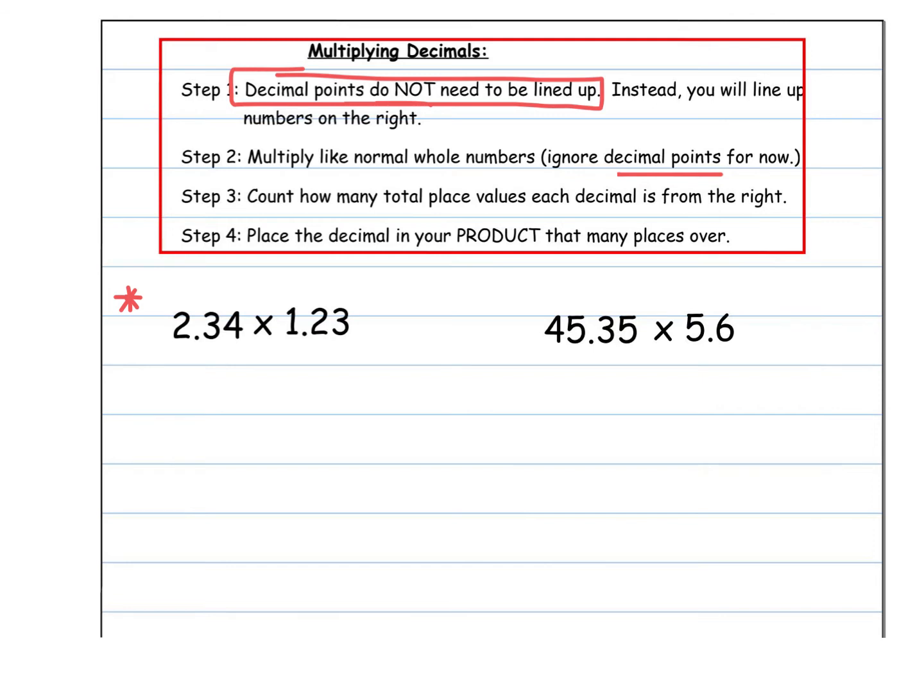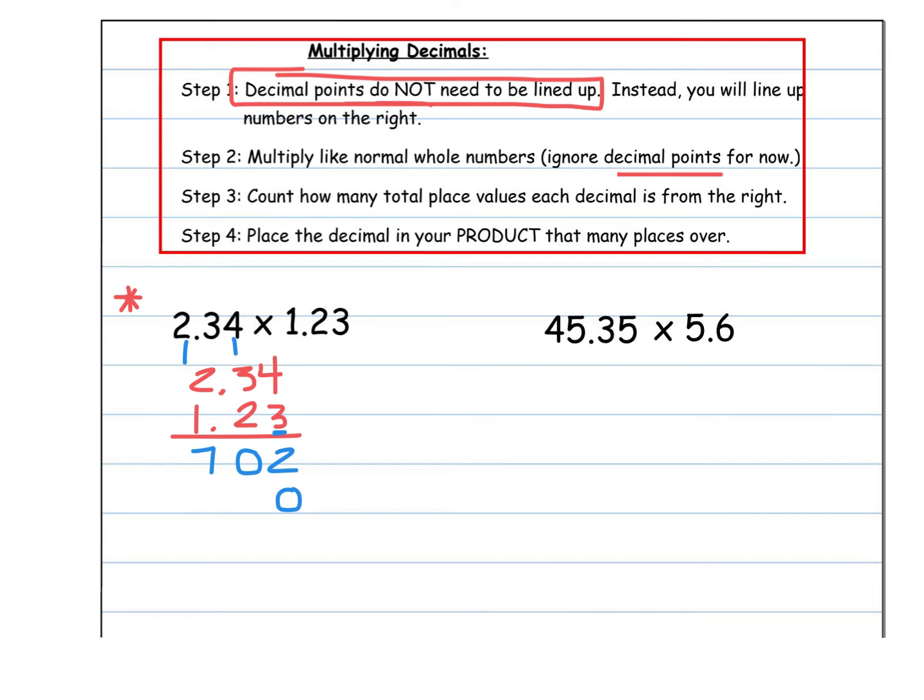So I'm going to rewrite it so it's vertical. I do not line up the decimal points, although these do happen to line up. Now we ignore the decimals and we just multiply like normal. So 3 times 4 is 12, carry the 1. 3 times 3 is 9, plus 1 is 10. Carry the 1. 3 times 2 is 6, plus 1 is 7. Add a 0 before I start my 2 to hold this place right here.